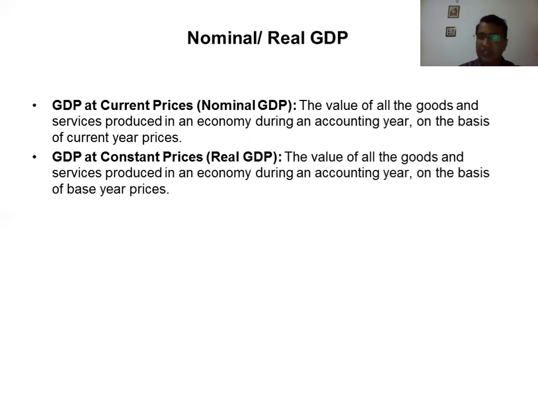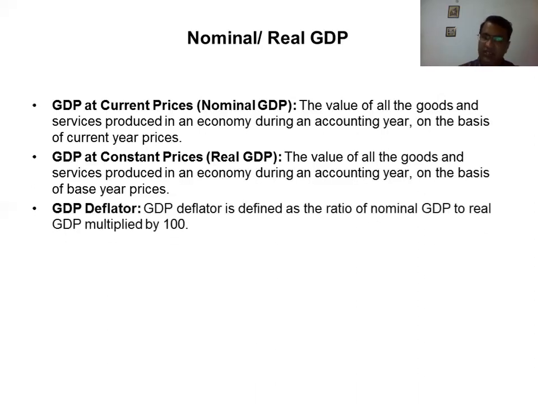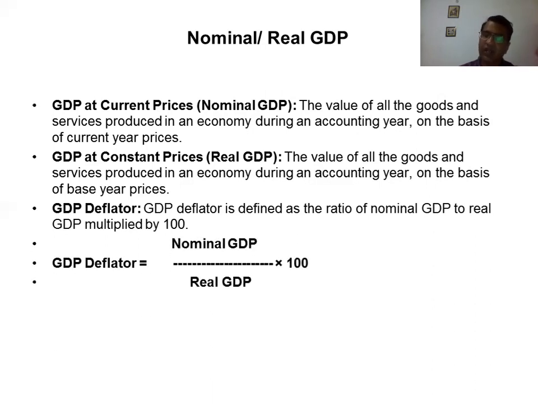GDP at constant price is called real GDP. If we calculate the value of all final goods and services on the basis of base year prices, it is called real GDP. Real GDP is calculated on the basis of base year prices. Nominal GDP is calculated on the basis of current year prices. Another concept is the GDP deflator. GDP deflator is the ratio of nominal GDP to real GDP multiplied by 100. We can calculate this by a formula: GDP deflator is nominal GDP upon real GDP into 100.